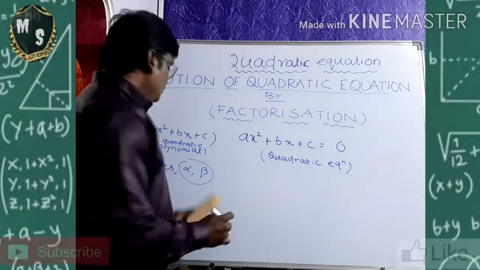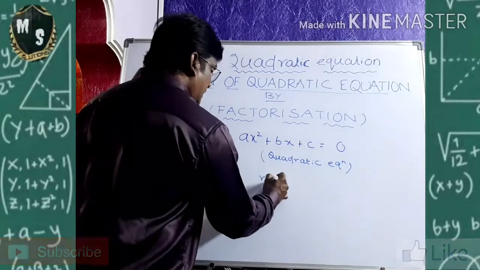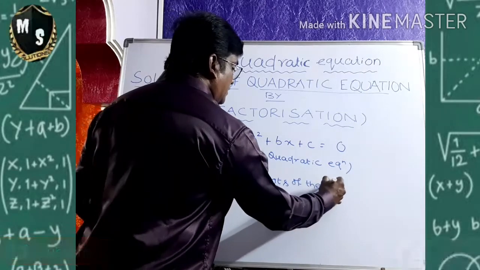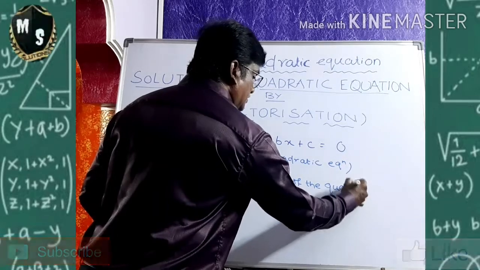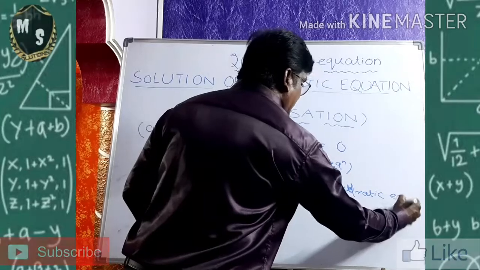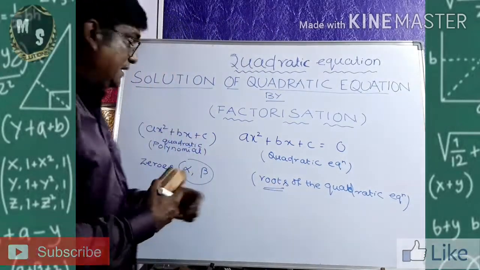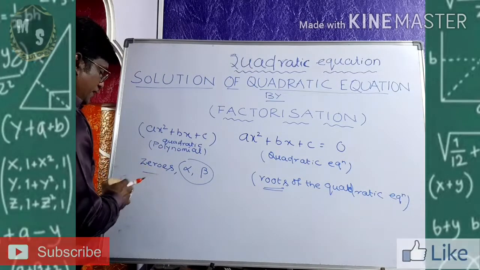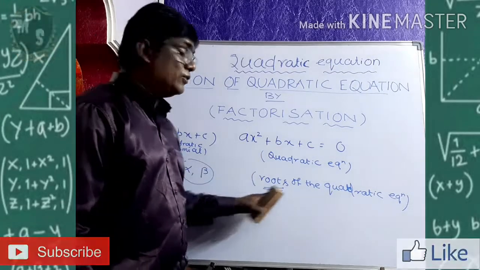Here you should not say zeros. Here you have to say roots. Roots of the quadratic equation. So in the equation case, you are saying roots, and in the case of the polynomial, you are saying zeros. Look at the difference. In case of polynomial, you are saying zeros, and in case of equation, you are saying roots.